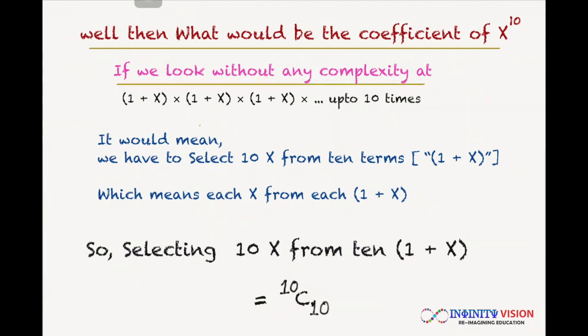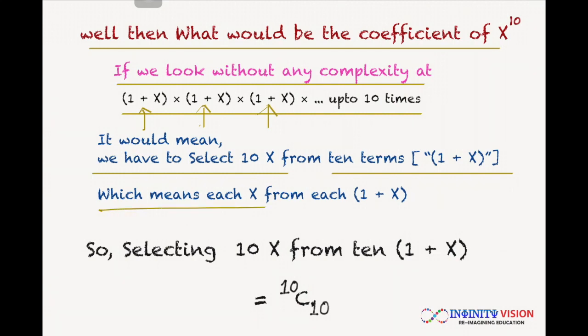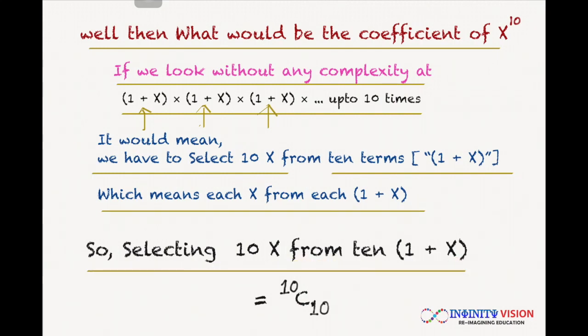If we look without any complexity, it is 1 plus x into 1 plus x into 1 plus x up to 10 times. What does it mean? It means we have to select 1x from this, 1x from this, 1x from this. Likewise, we have to select from each of the 10 guys 1x. So we have to select 10x from 10 terms 1 plus x, which means each x from each 1 plus x. So selecting 10x from 10 1 plus x, that would be 10c10 using the selection.